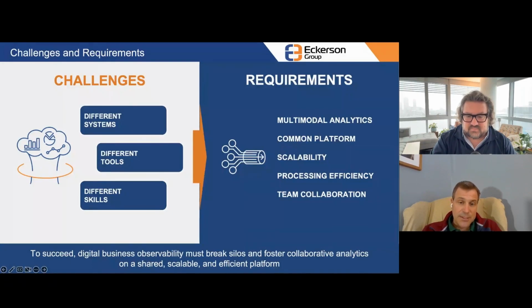Looking in particular at ITOps engineers, CloudOps engineers, and then data analysts within business intelligence teams, as well as data scientists. So to succeed, digital business observability needs to break those silos and foster collaborative multimodal analytics on a platform that is shared, that can scale and operate efficiently.